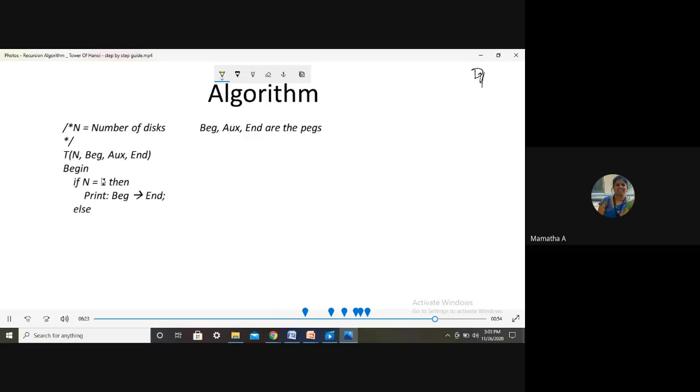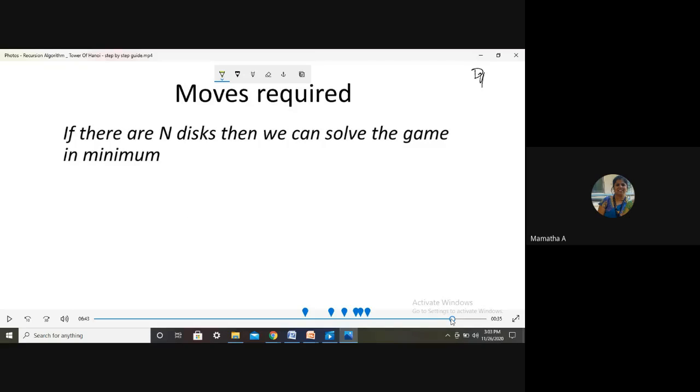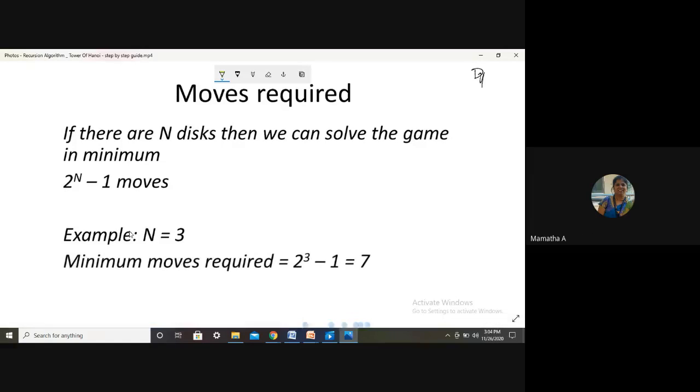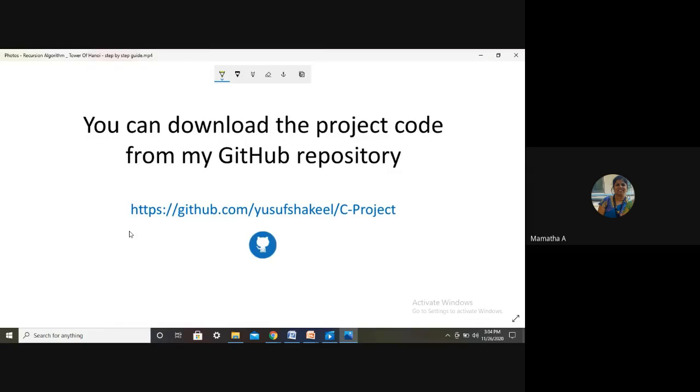See, the algorithm is like this. If n equals 1, just move from source to destination, else do these things. That's what I have just told there. And if there are n disks, we can solve the game in a minimum of how many moves in general? 2 power n minus 1 moves. Maximum you can take more, but minimum is this.